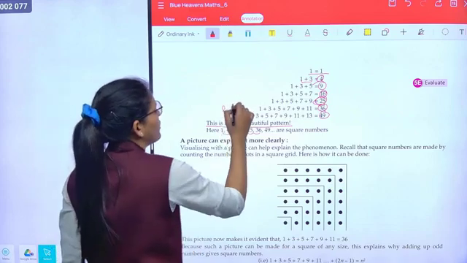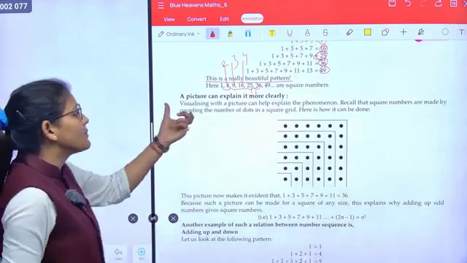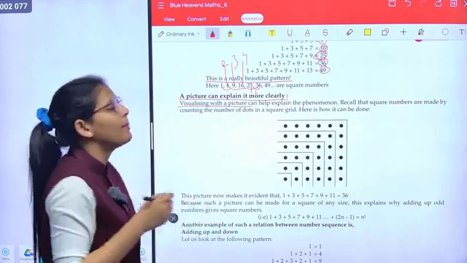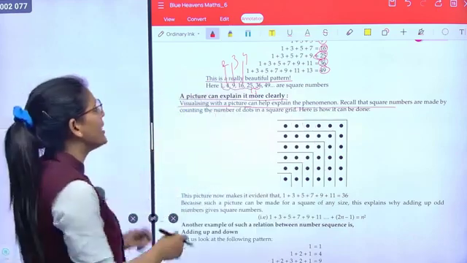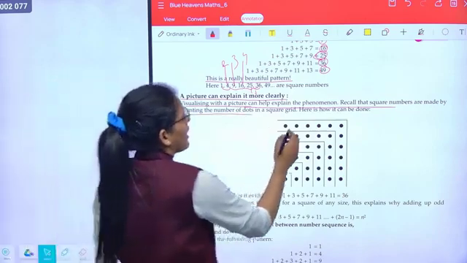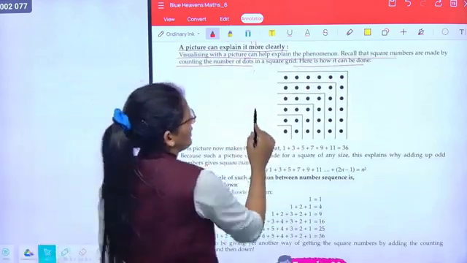These are 2, ये 3 का square है, ये 4 का, and these are 5, 6, 7. A picture can explain it more clearly. Now visualizing with a picture can help explain the phenomenon. Recall that square numbers are made by counting the number of dots in a square grid. Here is how it can be done. You can see here.